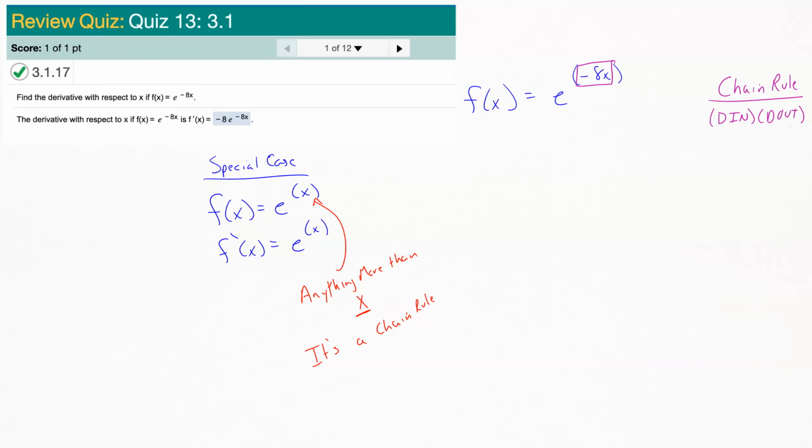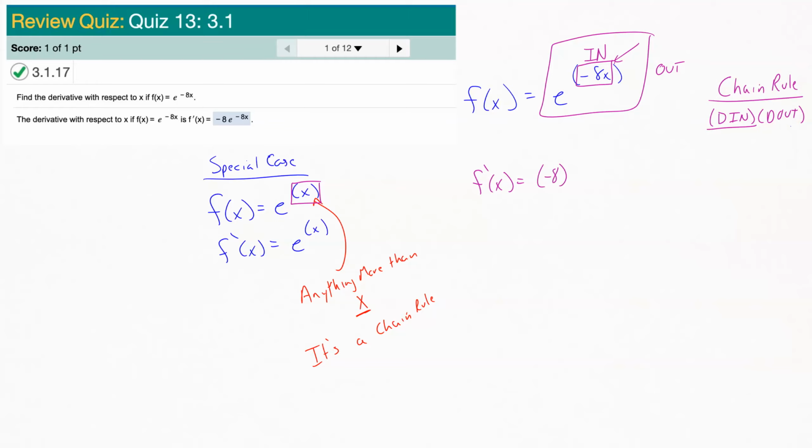And so what I consider to be the inside piece is whatever replaced that basic x in our power on our e. So in this problem, the inside piece is that negative 8x. The outside piece here is just going to be this e to whatever. So when we come to take our derivative right now, we follow our chain rule, which says d in, the derivative of the inside, the derivative of negative 8x would just be negative 8.